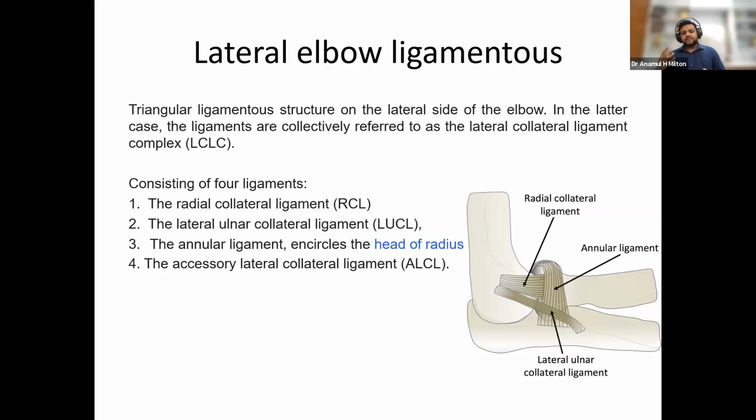If the lateral force comes from the lateral side, and it's any type of outstretching of the hand, like this, then the medial collateral ligament is affected. So trauma is a very important part if there is any ligamentous problem.